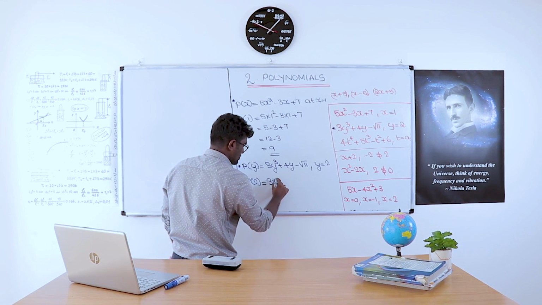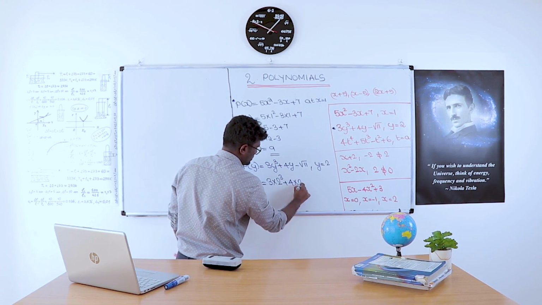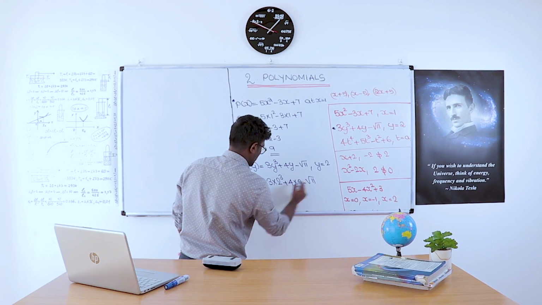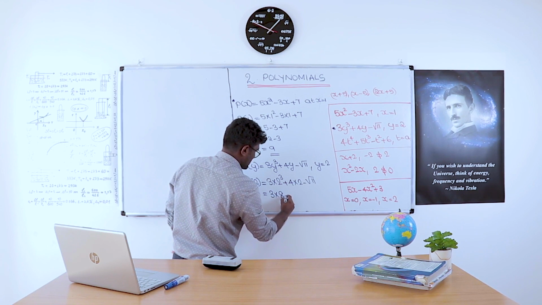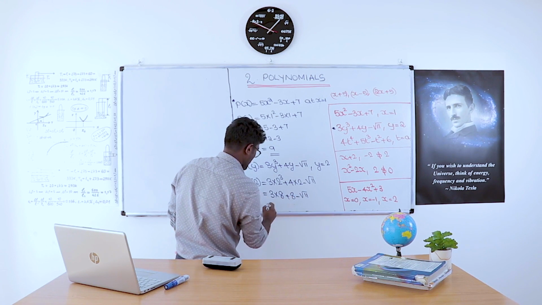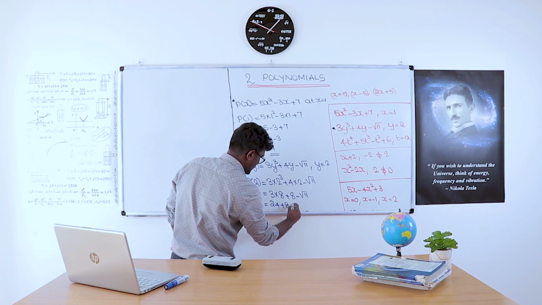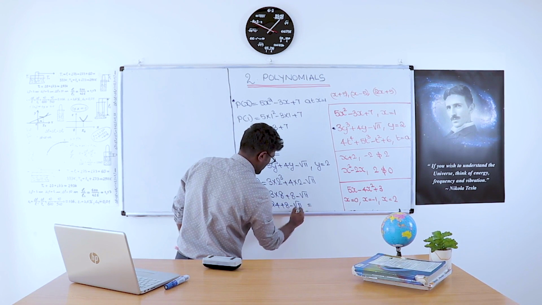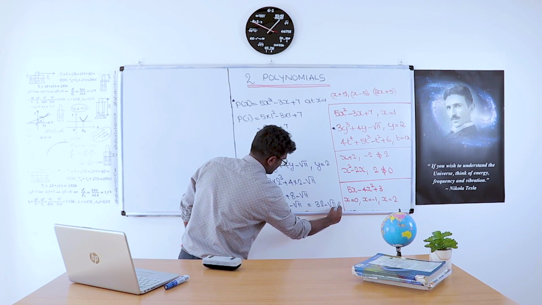3 into 2 cube plus 4 into 2 minus root 11. 3 into 2 cube, where 2 cube is 8, so 3 into 8 plus 4 into 2, which is 8, minus root 11. That is equal to 24 plus 8 minus root 11, which is 32 minus root 11. This is the answer.